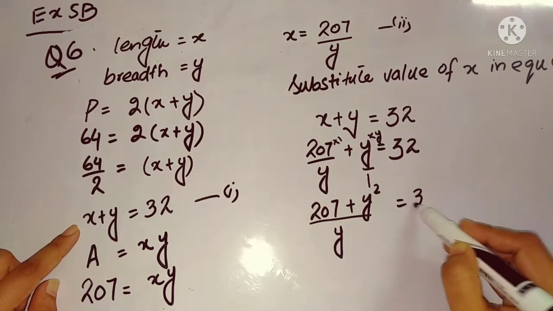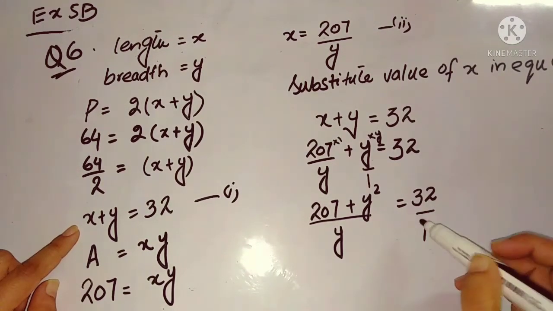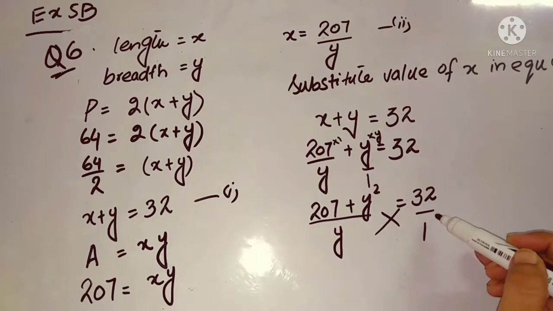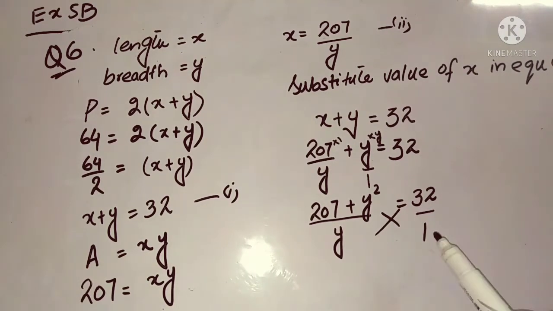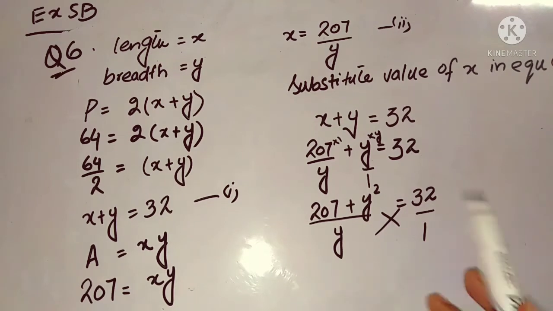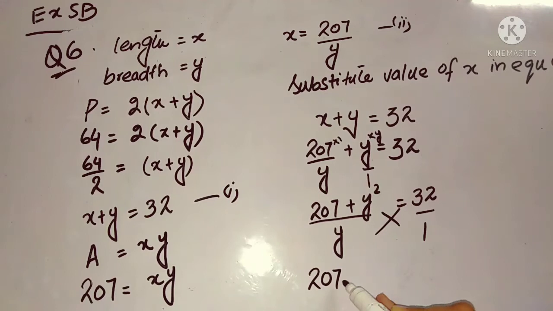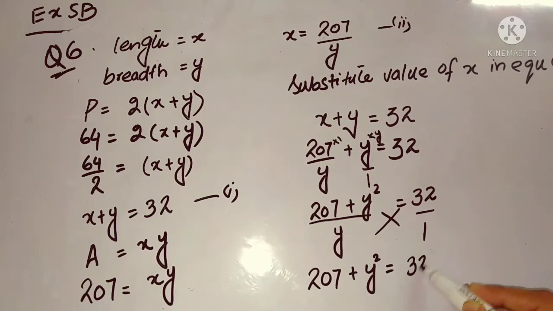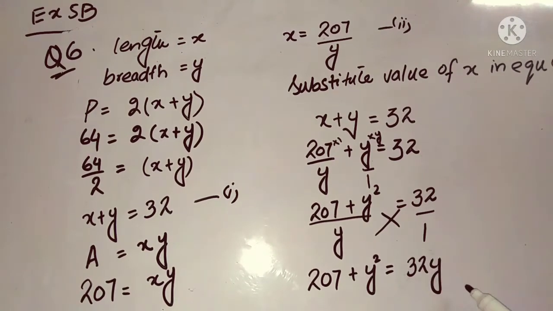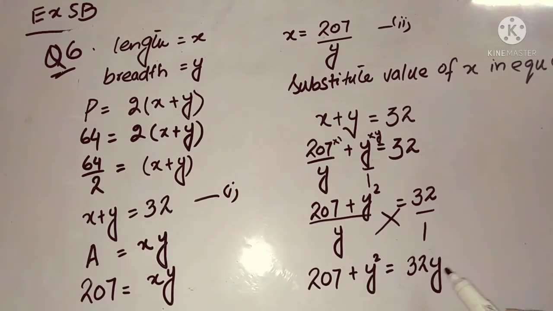Alright, as you can see, whenever there are two fractions with a plus sign in between, you will take the LCM. The LCM would be y. Y times 1 is y, so you multiply by 1. 1 times y is y, so you multiply the numerator with y. So 207 ones are 207. And plus, when you multiply y with y, you get y square, is equal to 32.